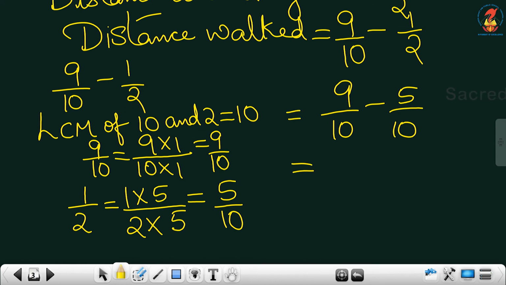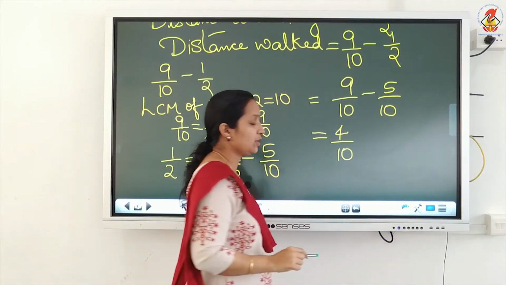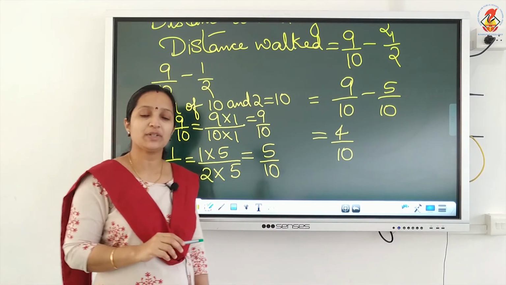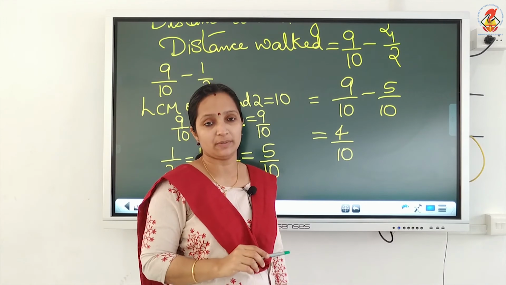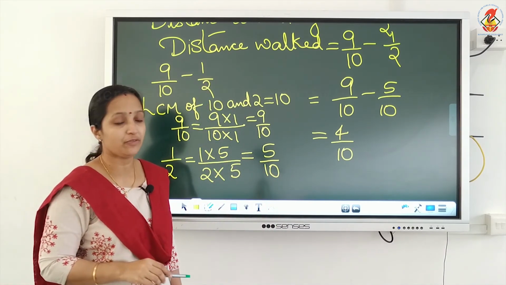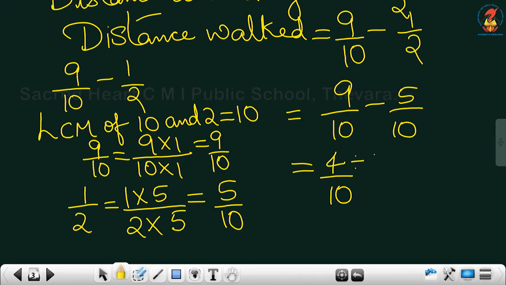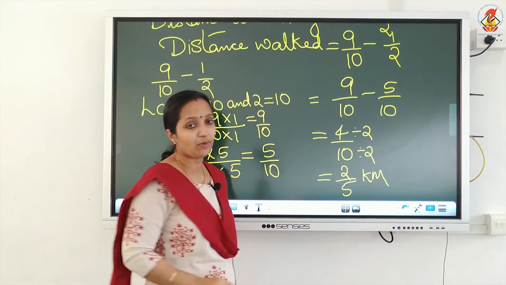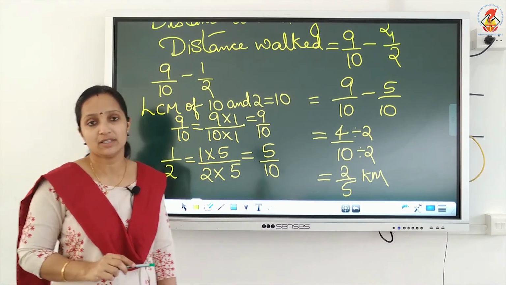So, 9 minus 5, what is the answer? 4 by 10. Always reduce the fraction to its lowest term. That means divide the numerator and denominator by the highest common factor. So, for 4 and 10, do the prime factorization and find the HCF. The highest common factor between 4 and 10 is 2. So, divide by 2, what you will get? 2 by 5 kilometer. 2 by 5 kilometer is the distance she walked.